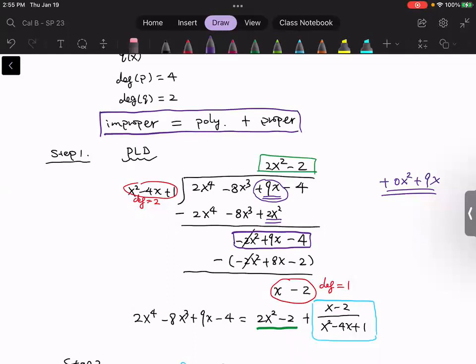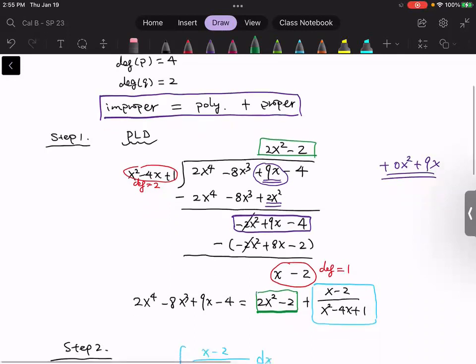Eventually, the polynomial term will be the quotient we have in this long division process, plus the remainder divided by x squared minus 4x plus 1. Okay, this is the next step.